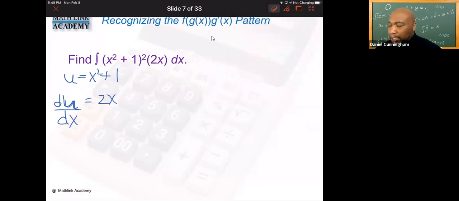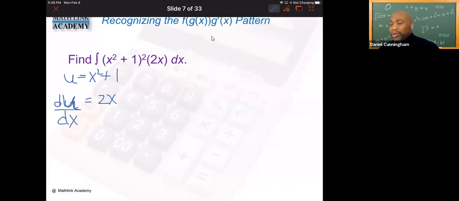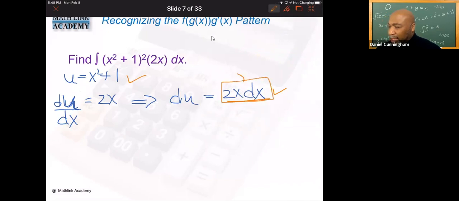du with respect to dx is equal to, taking the equation u with respect to x, is equal to 2x. That implies that du is equal to 2x dx. And that's correct. So now I'm going to put a check here. This here is exactly this.